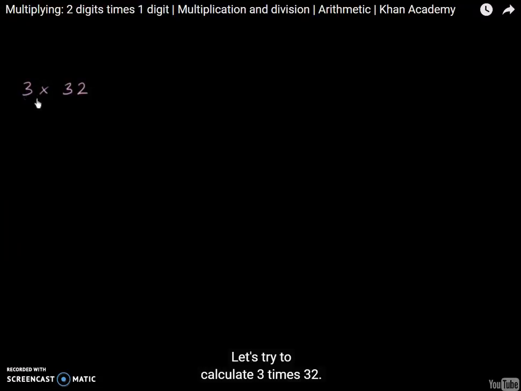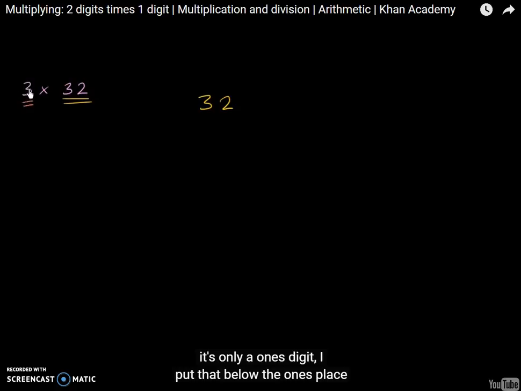Let's try to calculate 3 times 32. And I like to rewrite it, and this is one way of doing it. I like to rewrite it where I have the larger number on top, so in this case it's 32, and I write the smaller number right below it, and since the smaller number is only one digit, it's only a ones digit, I put that below the ones place on the larger number.